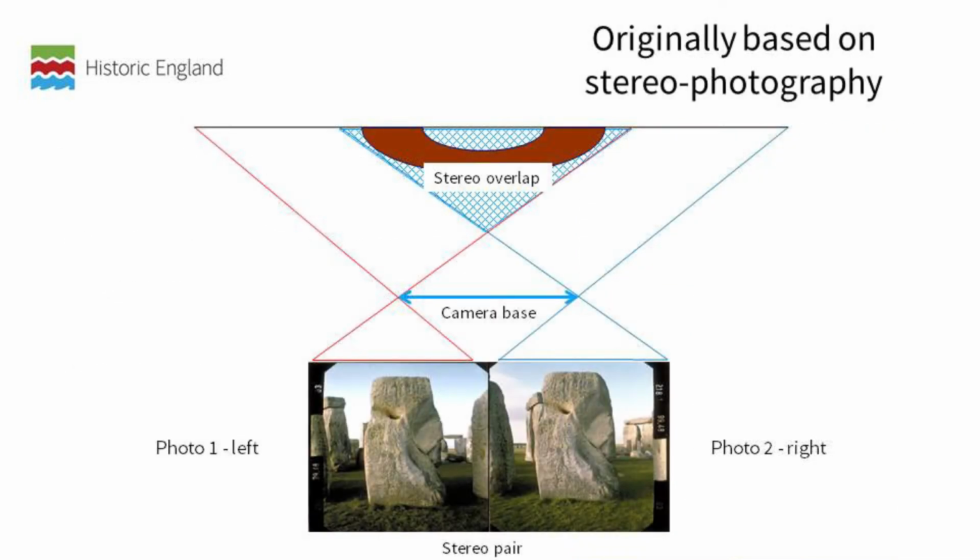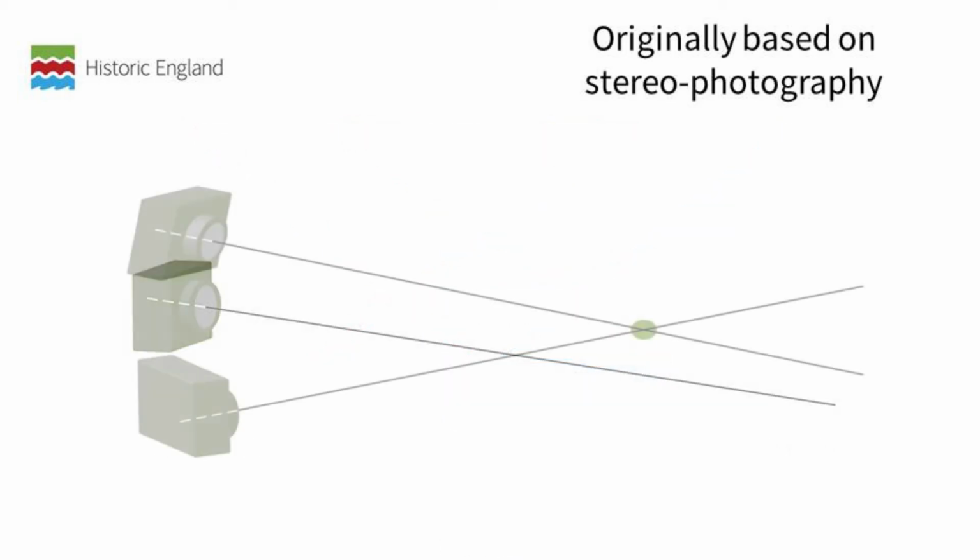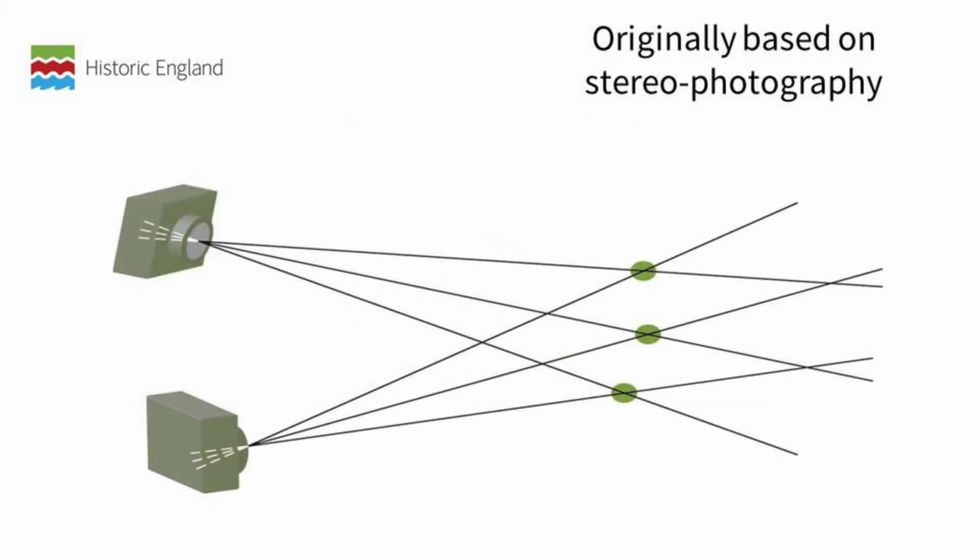So I'm sure everyone's heard of photogrammetry, or hopefully they have, and are familiar with the fact that it's based on stereo photos, which is basically using two overlapping photos which replicate the way we see in 3D, so a left eye and a right eye. And then there's geometry involved in calculating the positions of points in the two photographs.